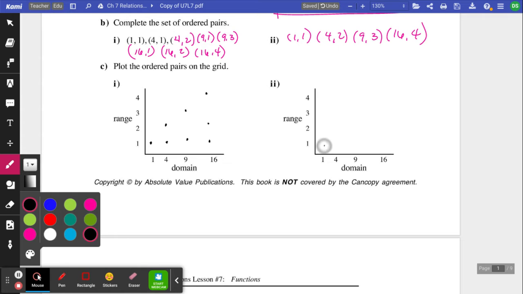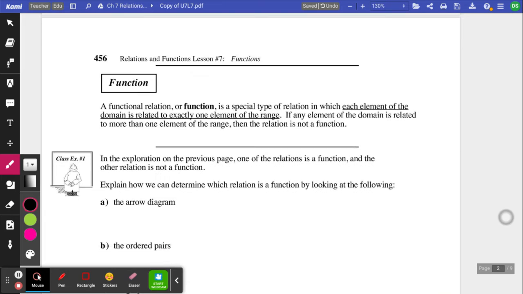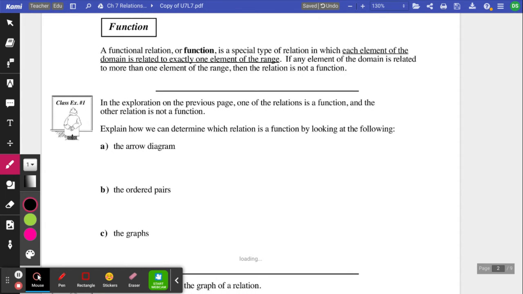This is a function. 1 and 1, 4 and 2, 9 and 3, 16 and 4. I want you to write no here and yes here. Let's keep looking and see if we can figure out what is it that makes something a function. Is there a way to tell? Turn the page. Here's the definition.